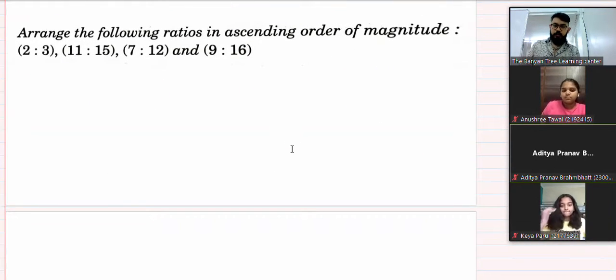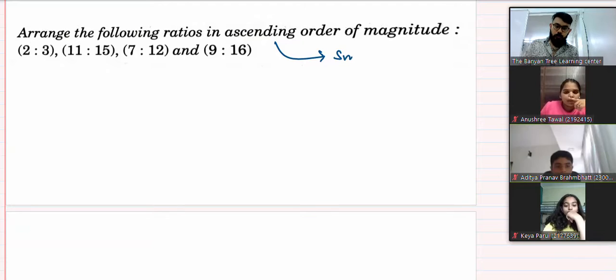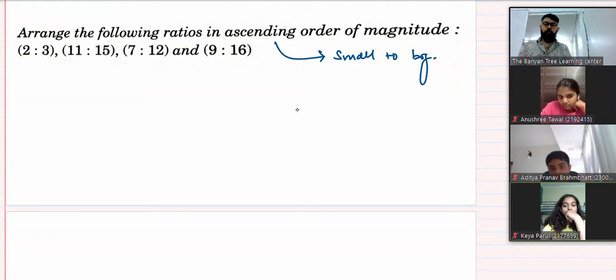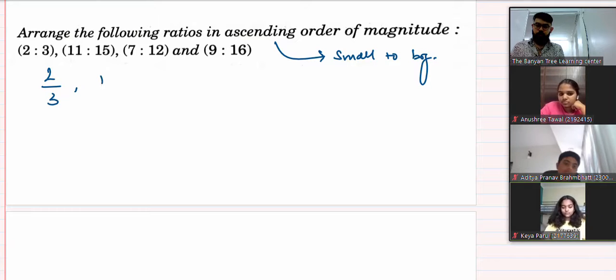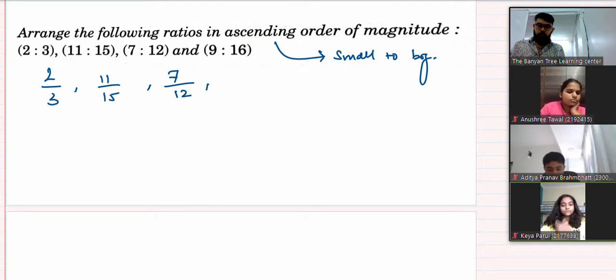Arrange the following ratios in ascending order of magnitude. Ascending means small to big. That means again we have to do some comparison. For comparison, we do the same thing. First, write the ratio in fractional form, and take the LCM of the denominator.